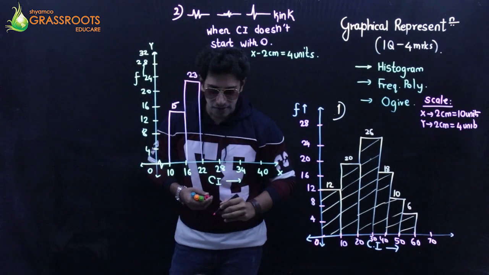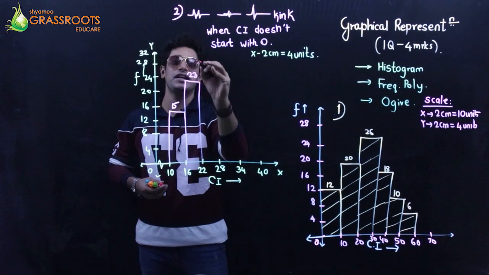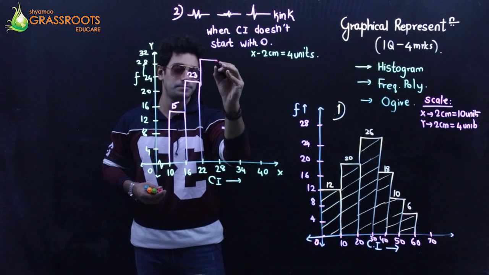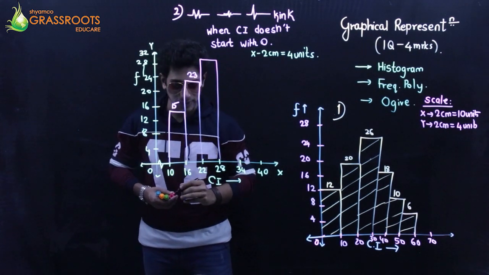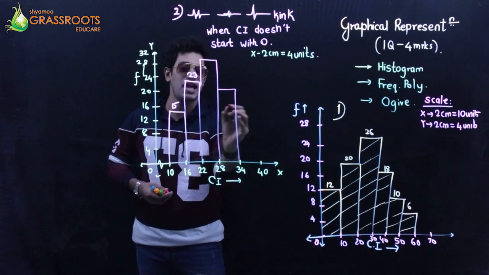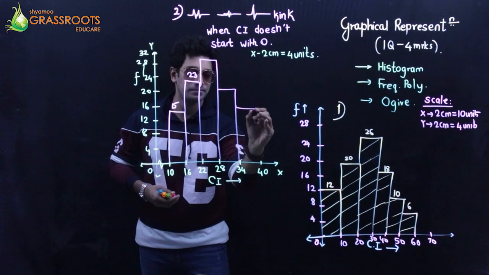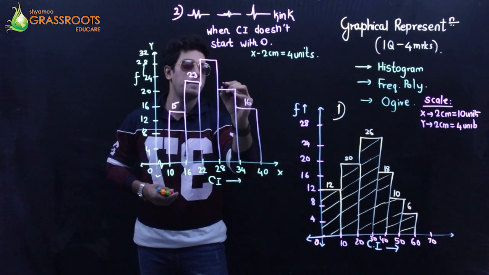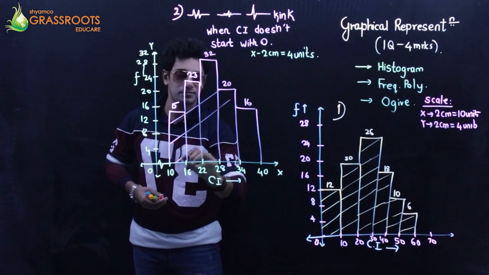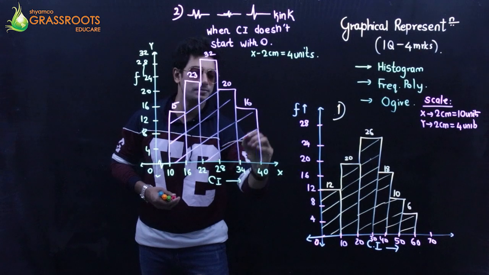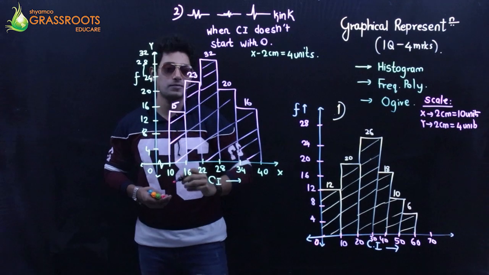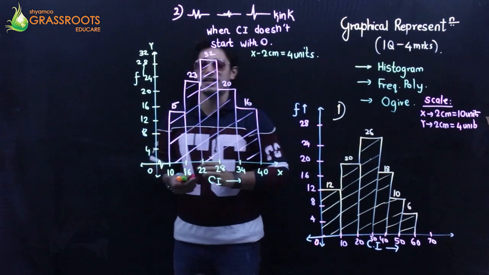The next one is 30, then 20. 30 is between 28 and 32. The next is 20 and the last is 16. 20 is direct. 16 is direct. All right, so this is my answer to the second question.